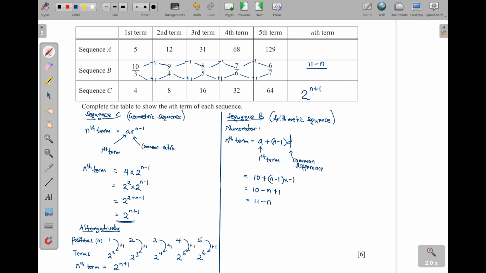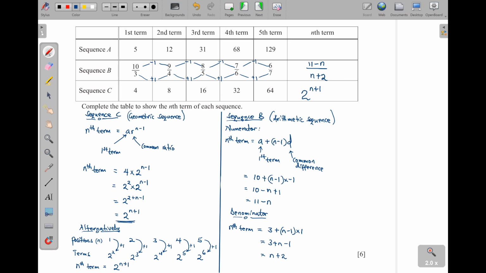Then, how about the denominator? We shall have the same thing. The nth term is going to be equal to our a, for the denominator is 3, then plus (n minus 1). The common difference is plus 1, so times 1. In other words, you're having 3 plus n minus 1, and you have here n plus 2. So this will be n plus 2 as the denominator.